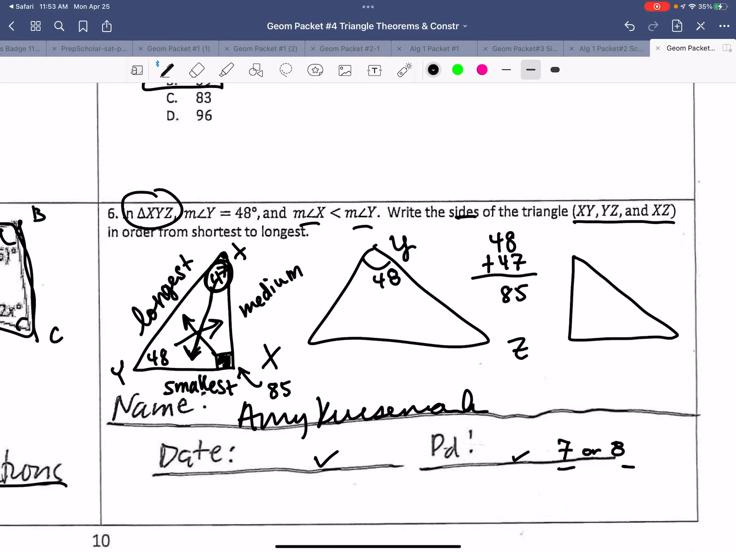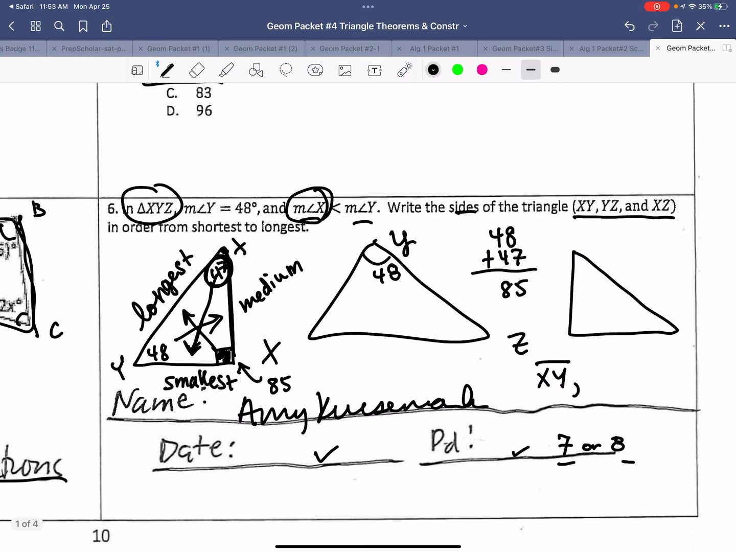So, but anyway, if I'm listing as smallest to greatest, it looks like XY is smallest because it's opposite the smallest angle. The angle that's smaller than 48. Then I have this side. Oh, pause for a minute. This has to be called Z, right? X is smaller than Y. Okay, yes. So the smallest side would be, let's start over.